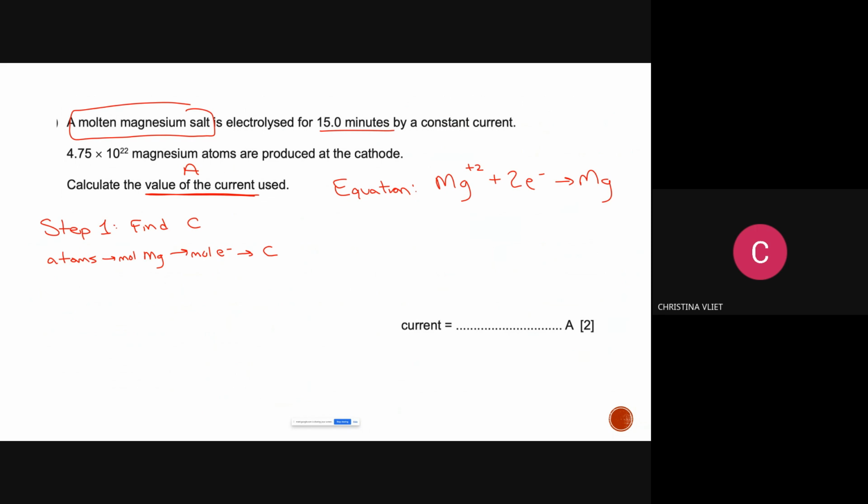Okay, so 4.75 times 10 to the 22nd Mg atoms over what number? 1 times, now what? What number goes on the bottom? 6.02 times 10 to the 23rd. You know, we had Avogadro's day last Thursday. Atoms in how many moles? 1. That means we're going to get to use Avogadro's. Now what?